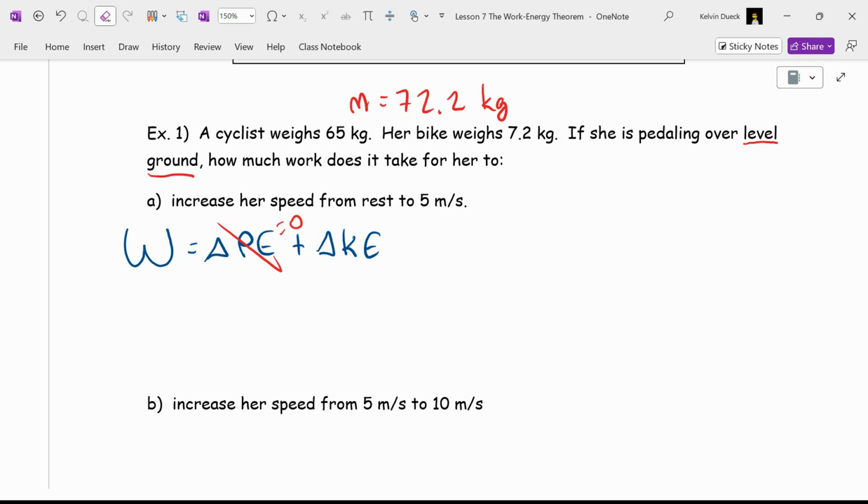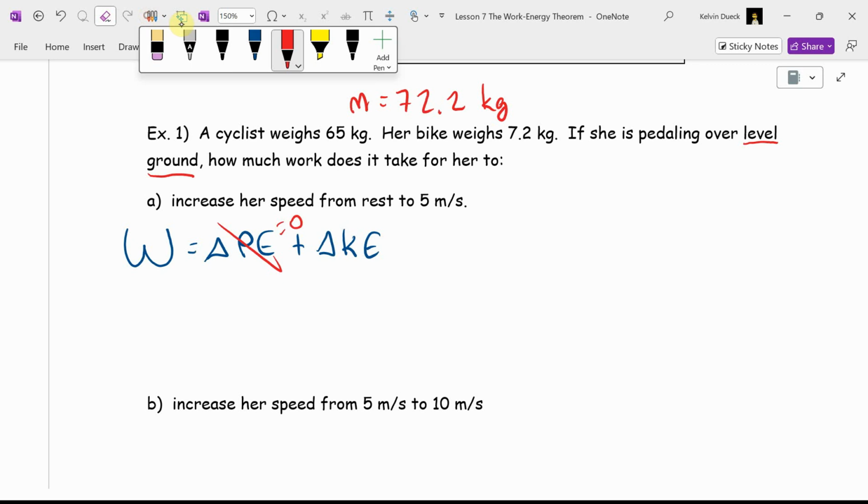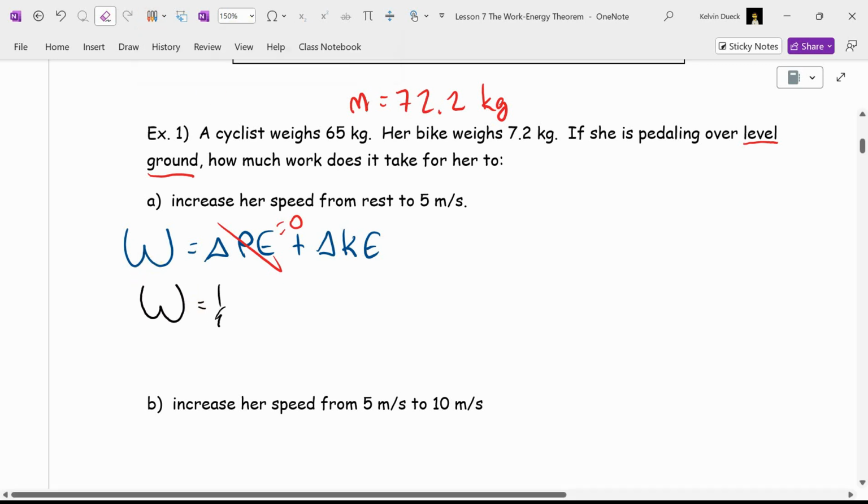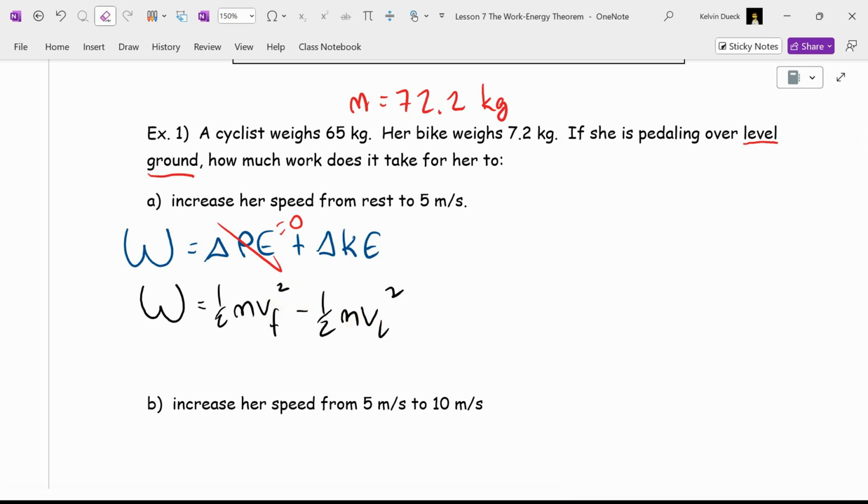What's changing anything? Final minus initial. And kinetic energy is a half mv squared. This is going to be a half m v final squared minus a half m v initial squared. Now, v initial is 0, so I'm going to cross out that second term in a second. But this is the general version on level ground.